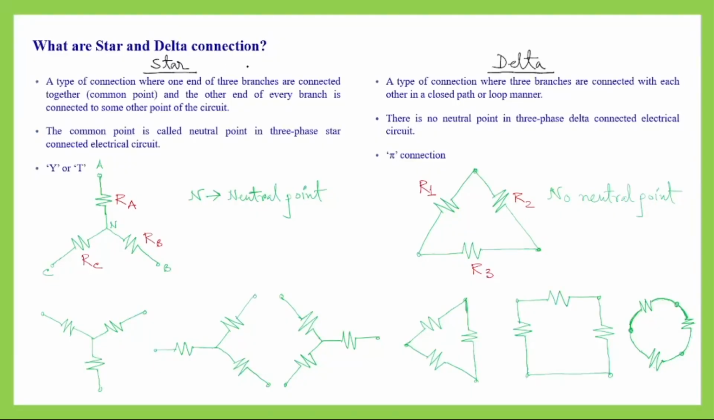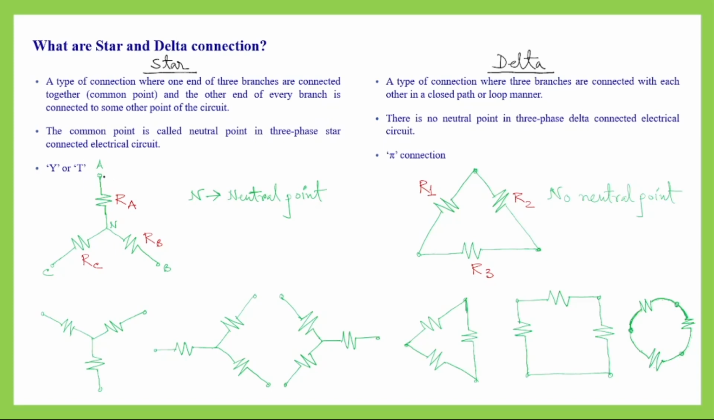First, we have to see what is a star connection and delta connection. Star is a type of connection where we have three branches or three phases in case of three-phase electrical system. And one end of these three branches are connected to a common point, which is called neutral point. And the other end of these three branches or three phases are connected to some other part of the circuit. As I said, this common point is called a neutral point in case of three-phase star connected electrical circuit. This star connection is also sometimes called Y or T connection.